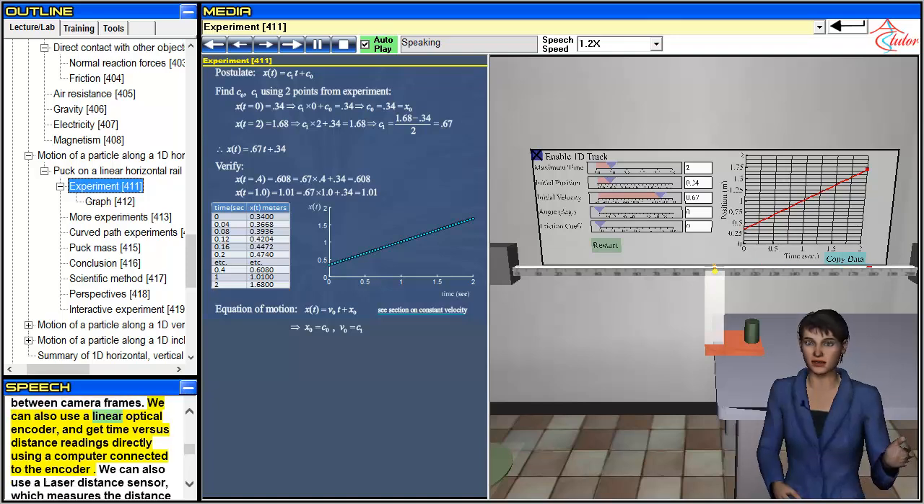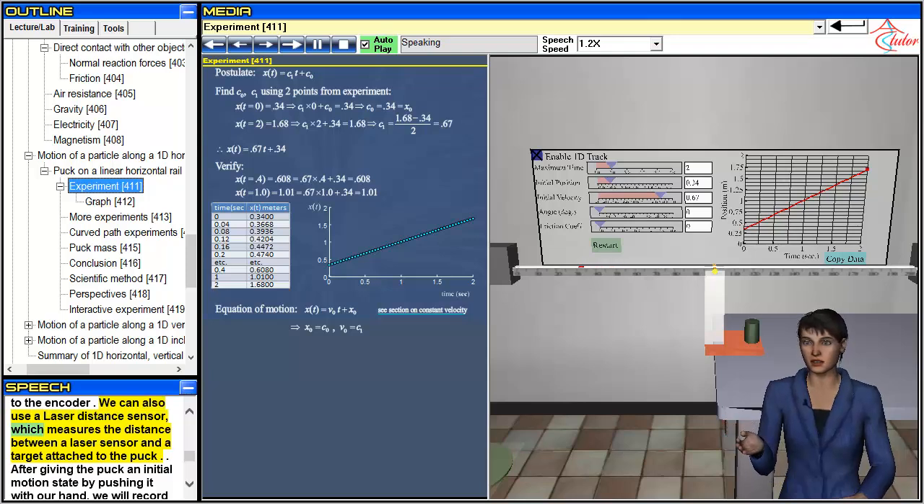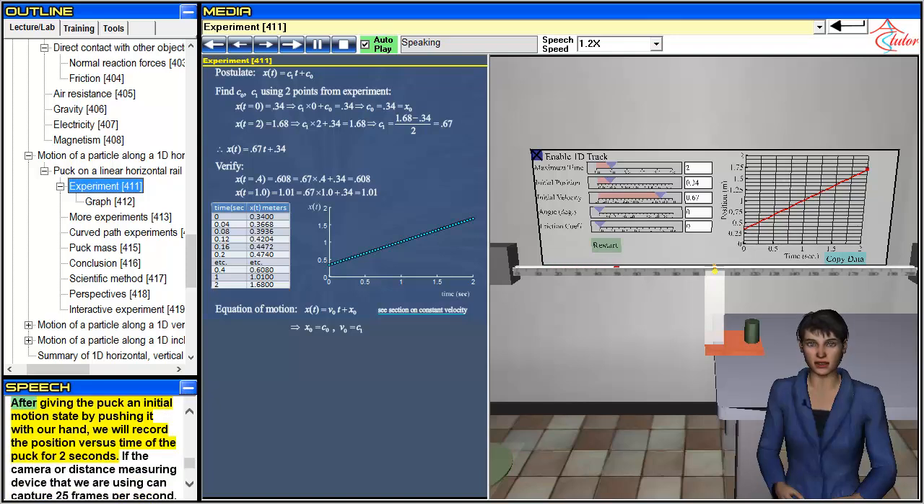We can also use a linear optical encoder, and get time versus distance readings directly using a computer connected to the encoder. We can also use a laser distance sensor, which measures the distance between a laser sensor and a target attached to the puck. After giving the puck an initial motion state by pushing it with our hand, we will record the position versus time of the puck for 2 seconds. If the camera or distance measuring device that we are using can capture 25 frames per second, then, we get 25 readings for the position every second, or 1 reading every 0.04 seconds.